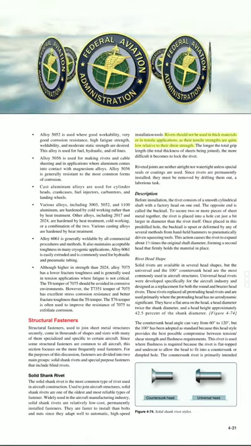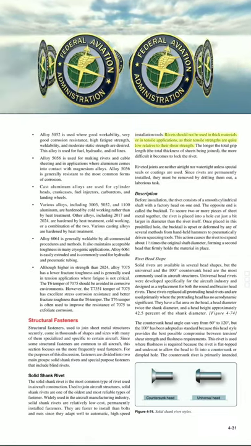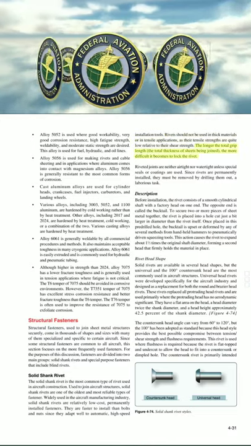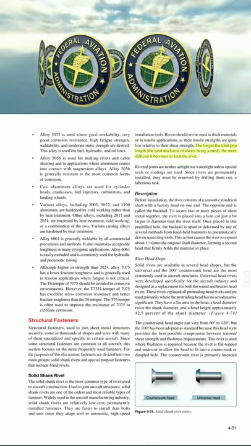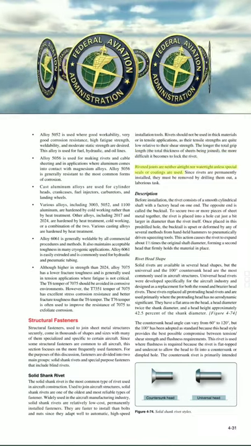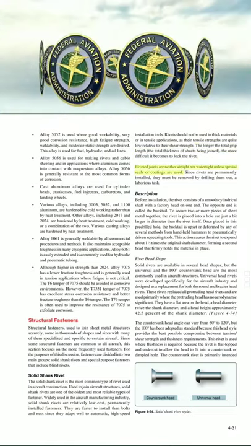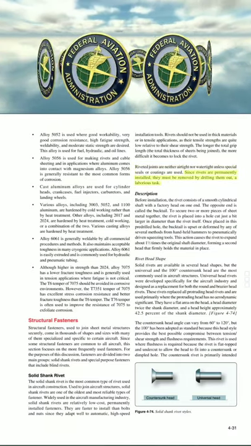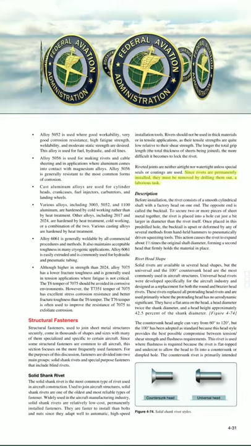Rivets should not be used in thick materials or in tensile applications, as their tensile strengths are quite low relative to their shear strength. The longer the total grip length, the total thickness of sheets being joined, the more difficult it becomes to lock the rivet. Riveted joints are neither airtight nor watertight, unless special seals or coatings are used. Since rivets are permanently installed, they must be removed by drilling them out, a laborious task.